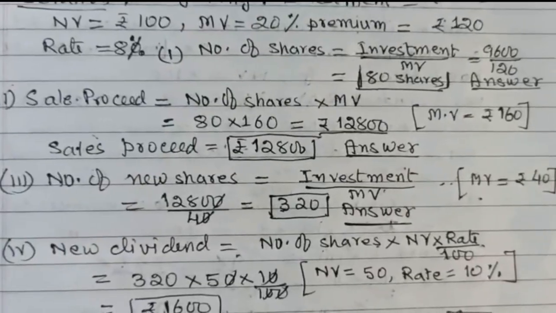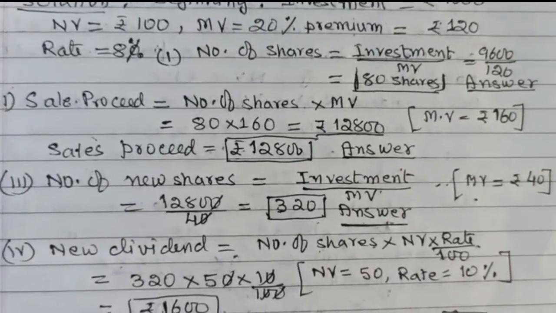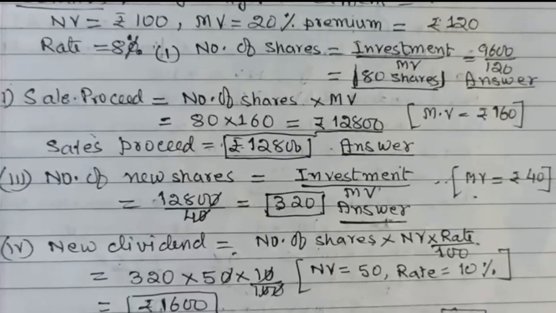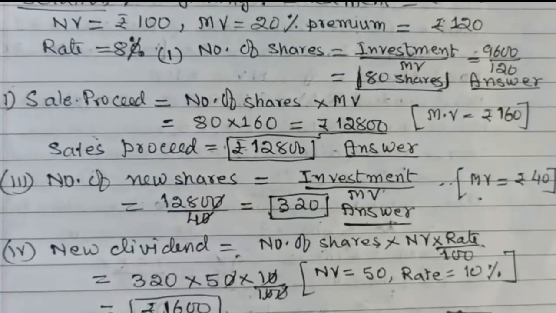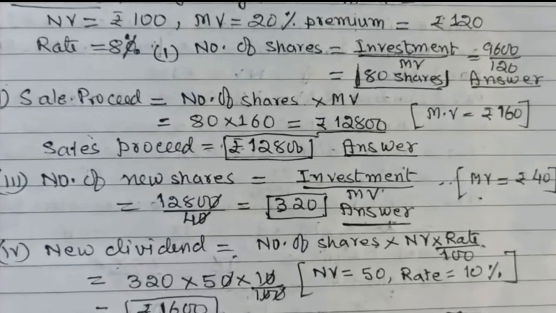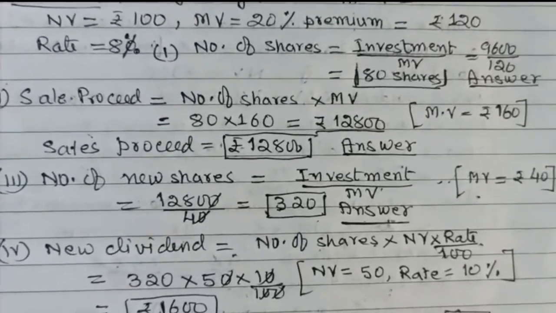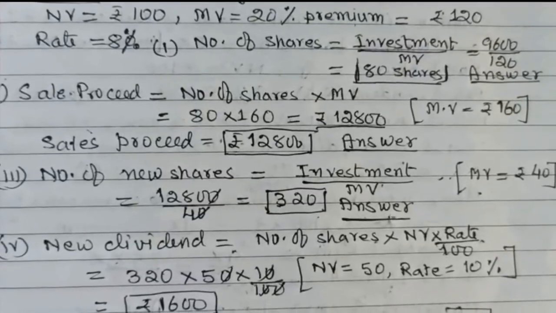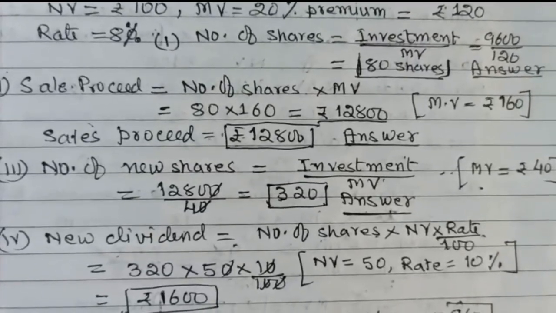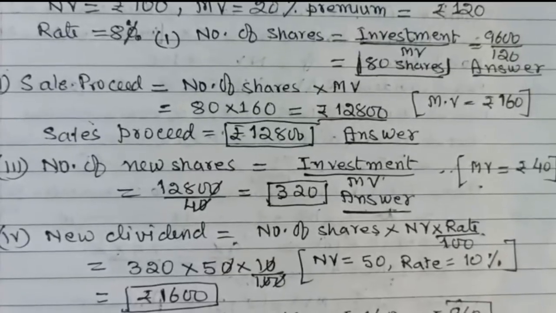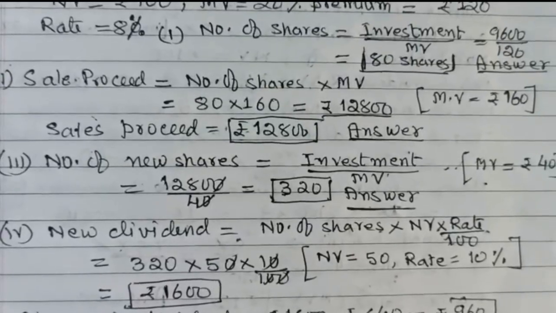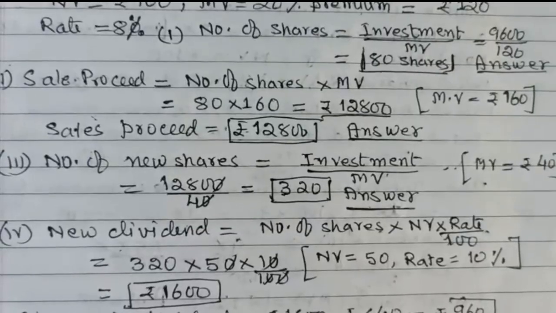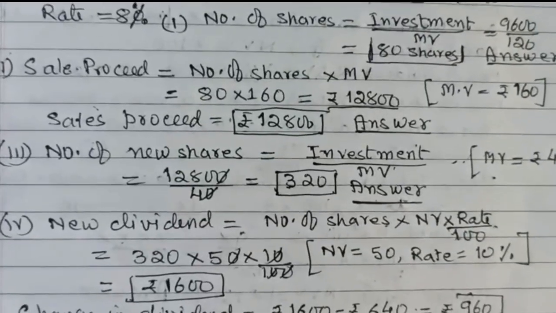Then second part, we have to find out his sale proceeds when he sells the shares at rupees 160. Sale proceeds is equal to number of shares into market value. That is 80 into 160, which is 12,800. So the answer to the second part, his sale proceeds is rupees 12,800.